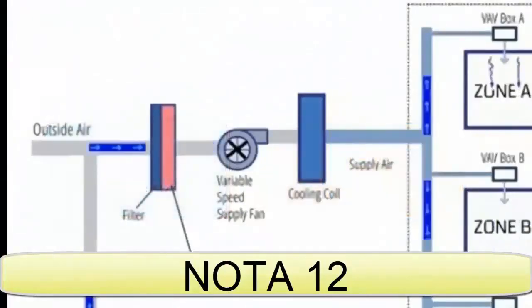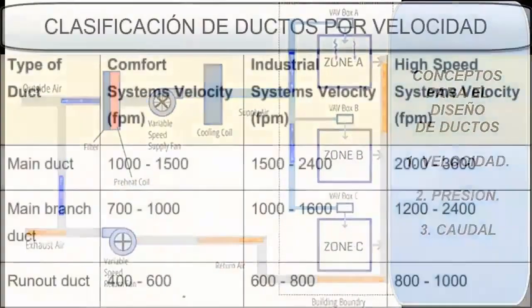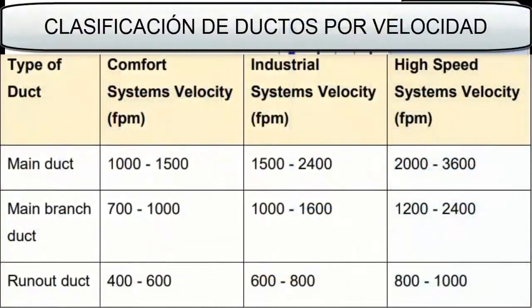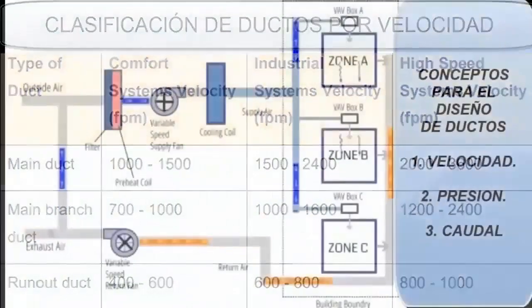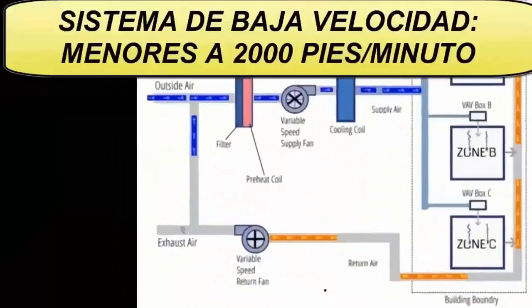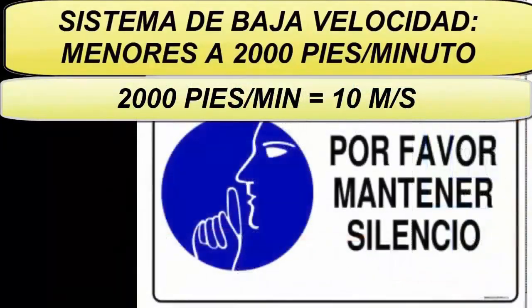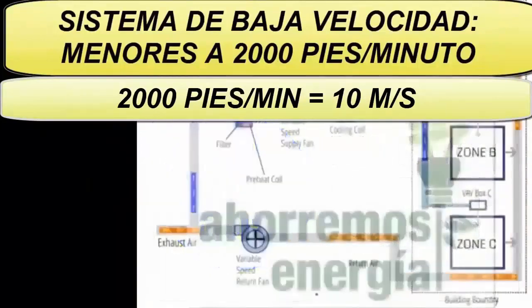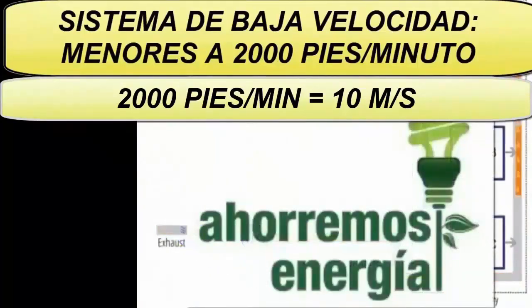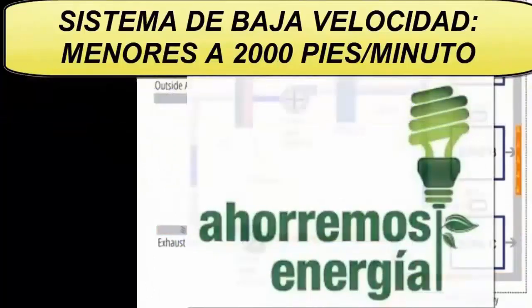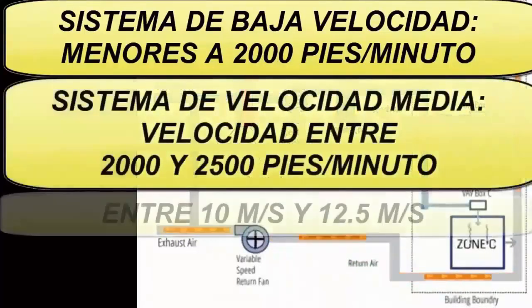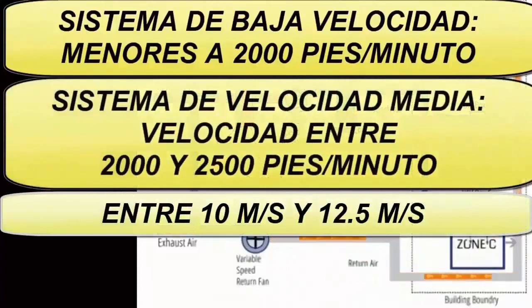Now we are going to classify the air conditioning ducts by their speed. To do this, we will take into account three basic categories. Low-velocity ducted air conditioning systems. These systems are characterized by larger duct cross-sectional areas, resulting in air velocities of up to 2,000 feet per minute. These distributions are used in most air conditioning installations because it is quieter, has less friction losses, less fan power and less air leakage.